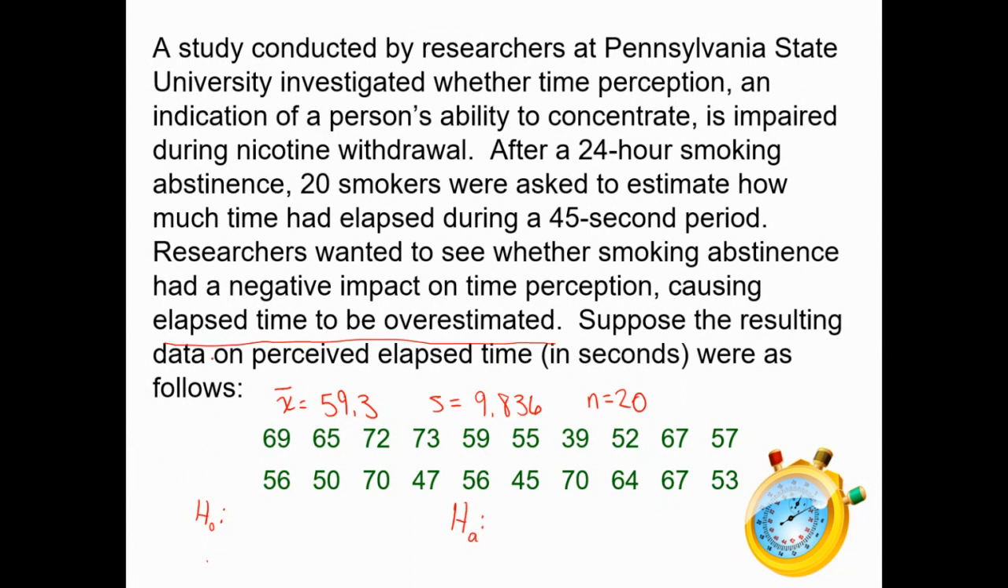Okay, so we want elapsed time to be overestimated. So what hypothesis would this go towards? Alternative. Mu has to be what? Mu is greater than 45, which means our null is mu is what? Yep. Or if you're AP, it would be equal to. So still credits less than or equal to, AP is equal to.